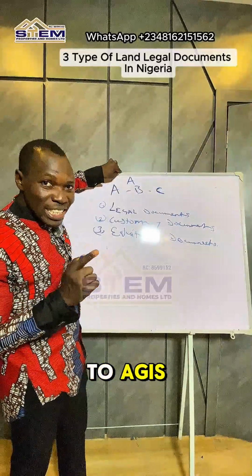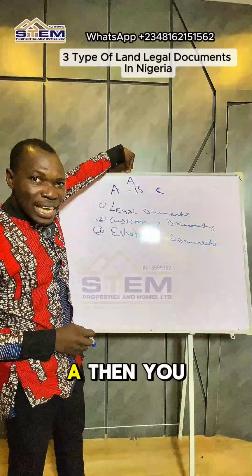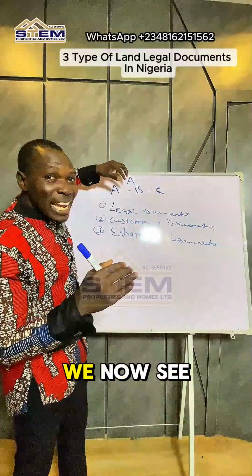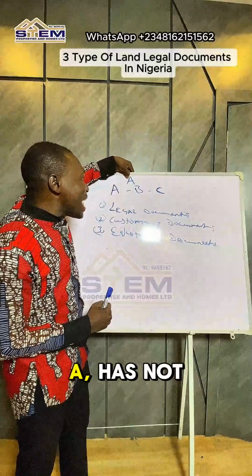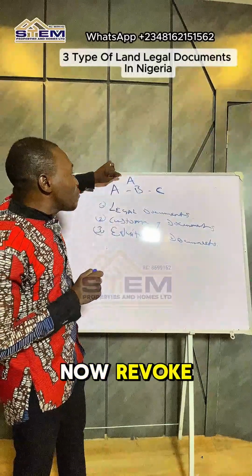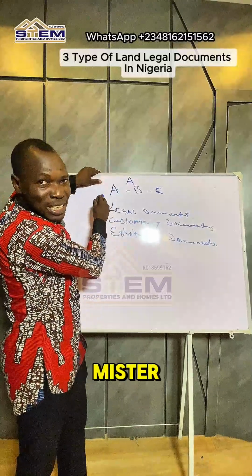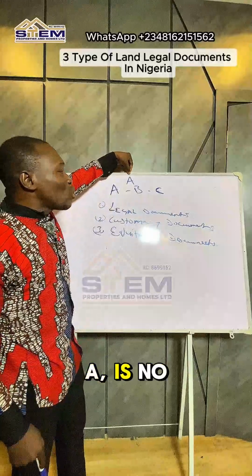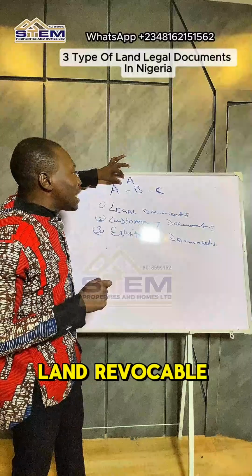First of all, go to AGIS to check if the document of that particular land is still intact with Mr. A. Then you can go ahead and buy that property. Why we now see revocable land is when this Mr. A has not paid all the money for the land. Then the government will revoke the land from this Mr. A and give it to this Mr. A. When the document has been moved to this Mr. A, this Mr. A is no longer the owner of that particular property. It now became land revocable.